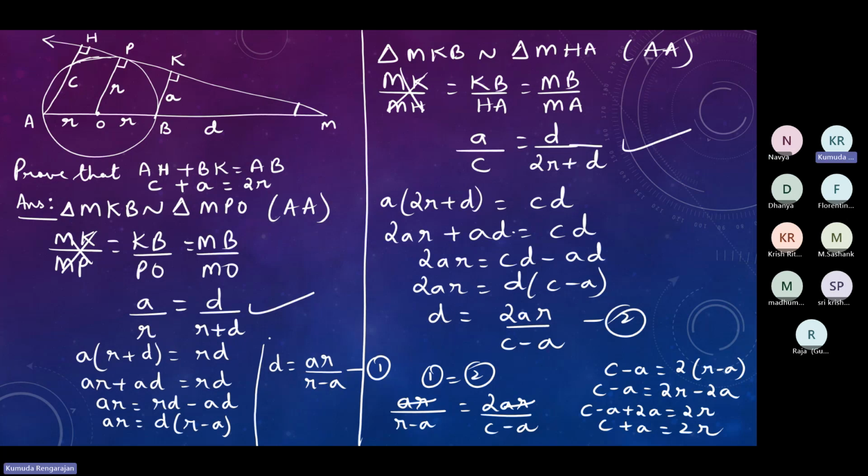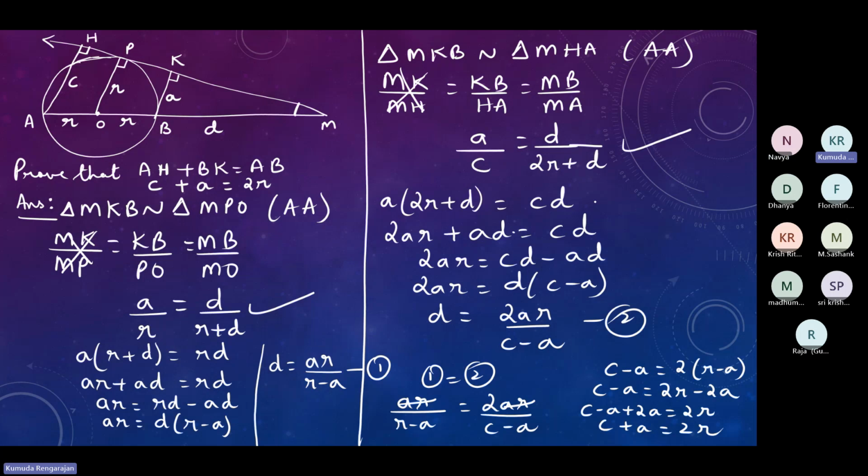So how do we do that? We cross multiply. And we gather the D terms on one side. So RD minus AD, these two terms have D. Gather the D terms on one side. RD minus AD. Then take out D common. There are two terms with D. Take out D common. And then D is equal to AR by R minus A.